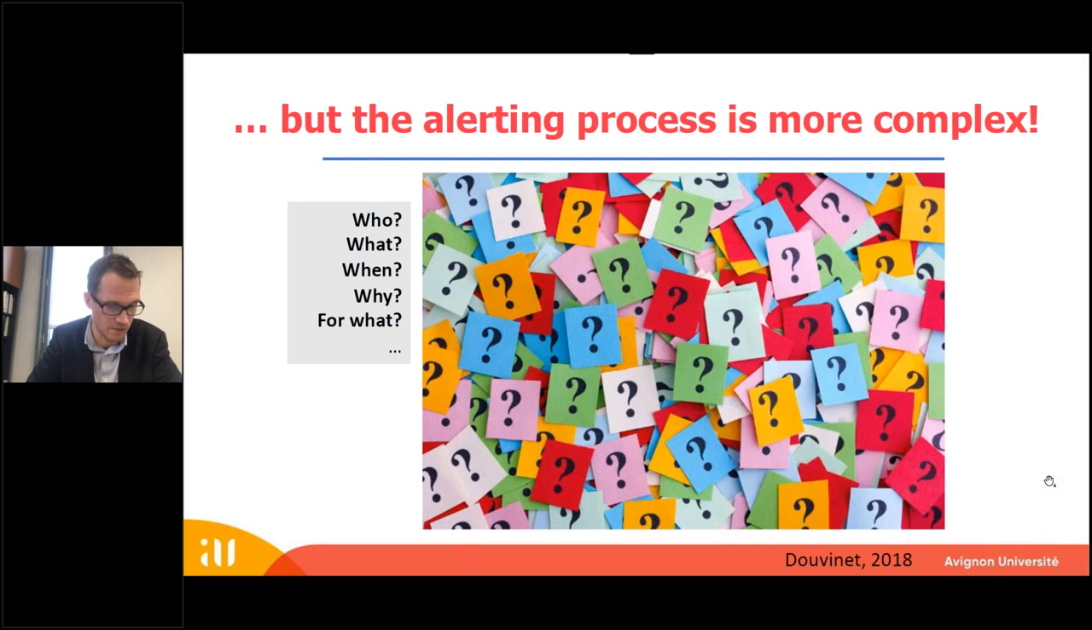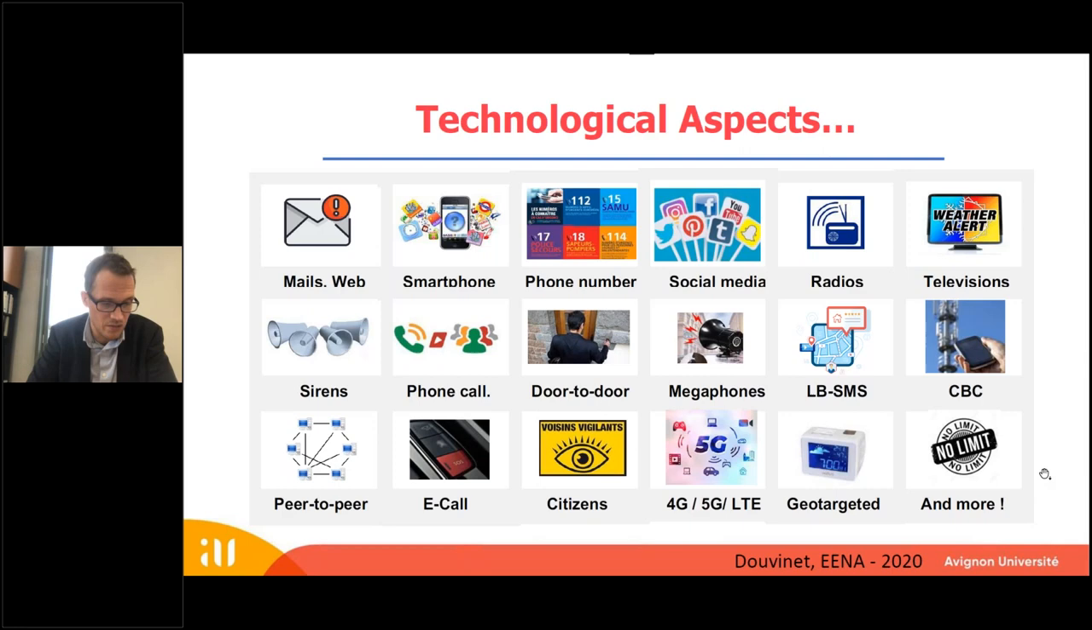Thanks, Benoit. Can you go to the next slide, please? First, let's deal with the technological aspects. Many solutions have existed for more than 30 years, such as mails, web, smartphone applications like CatOne in Germany, phone numbers like 112, social media, radios, televisions. A few sirens exist and still exist in several countries. Phone calling, door-to-door in case of flooding, for example, megaphones, location-based SMS and cell broadcast.